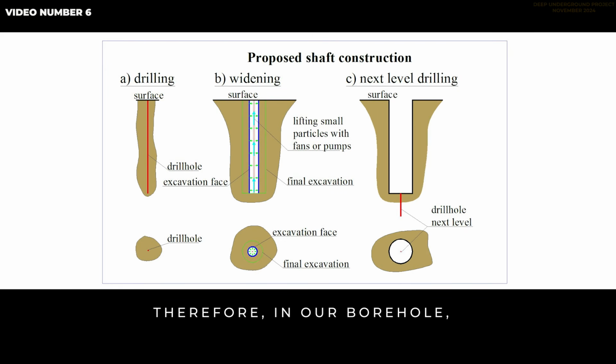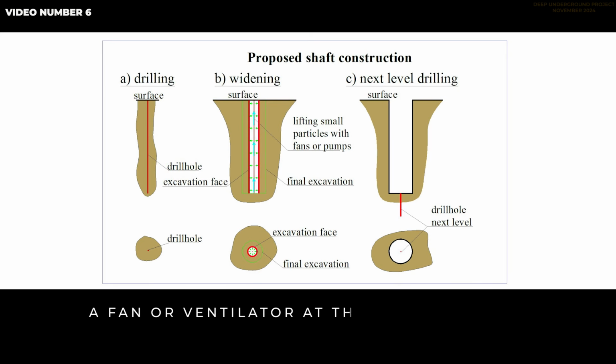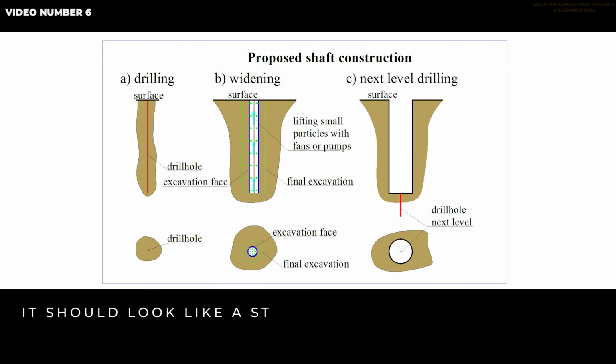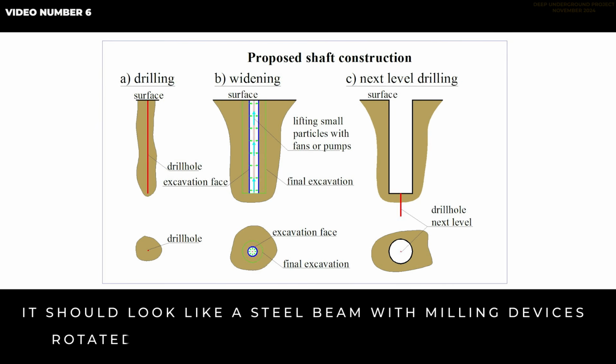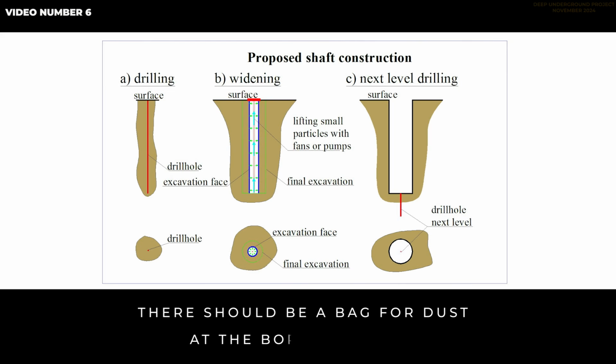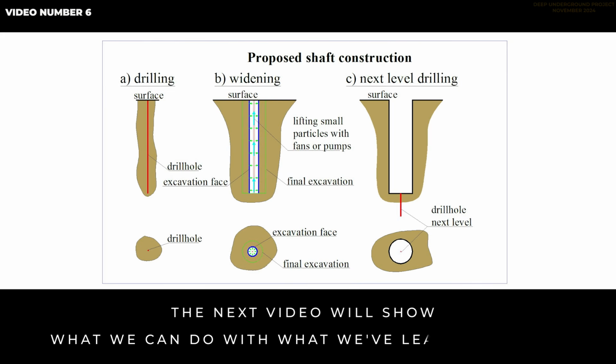Therefore, in our borehole, we need equipment capable of milling the boundaries. A fan or ventilator at the bottom could bring small particles to the ground. It should look like a steel beam with milling devices rotated at different levels to cut the material. There should be a bag for dust at the borehole's top. The next video will show what we can do and what we've learned so far.